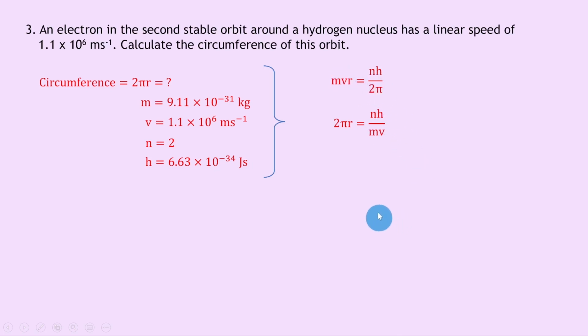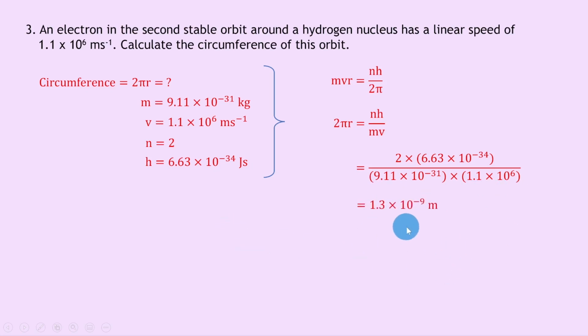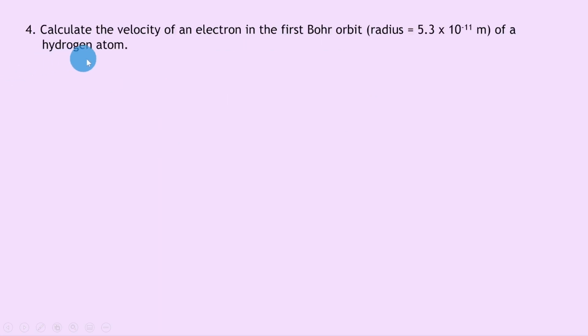So now all I need to do is sub in my numbers to find what nh over mv is, and that will be me calculating the circumference 2 pi r. So we can sub in 2 times 6.63 times 10 to the minus 34 divided by 9.11 times 10 to the minus 31 times 1.1 times 10 to the 6. And if you put all of that into your calculator, you should get an answer of 1.3 times 10 to the minus 9 meters.